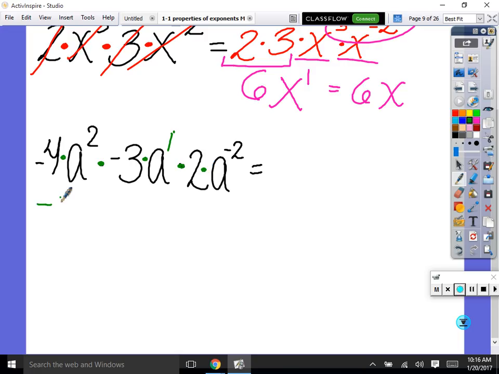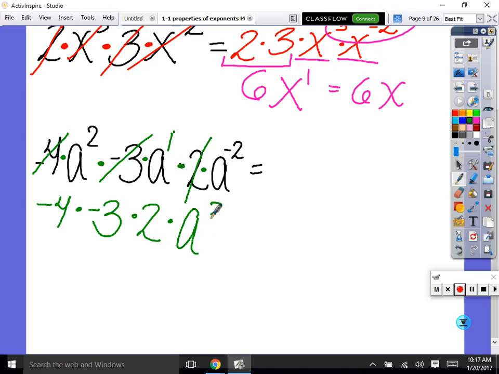We have a negative 4 times a negative 3, right? I'm just reordering it. Do we all know what I'm doing? Times 2, because it is not connected. Now we have our a squared. Why am I doing this? To put like things by each other. A squared times a to the first, I'm crossing them out so I don't miss anything, times a to the negative 2. Are we all seeing how I just reordered it?